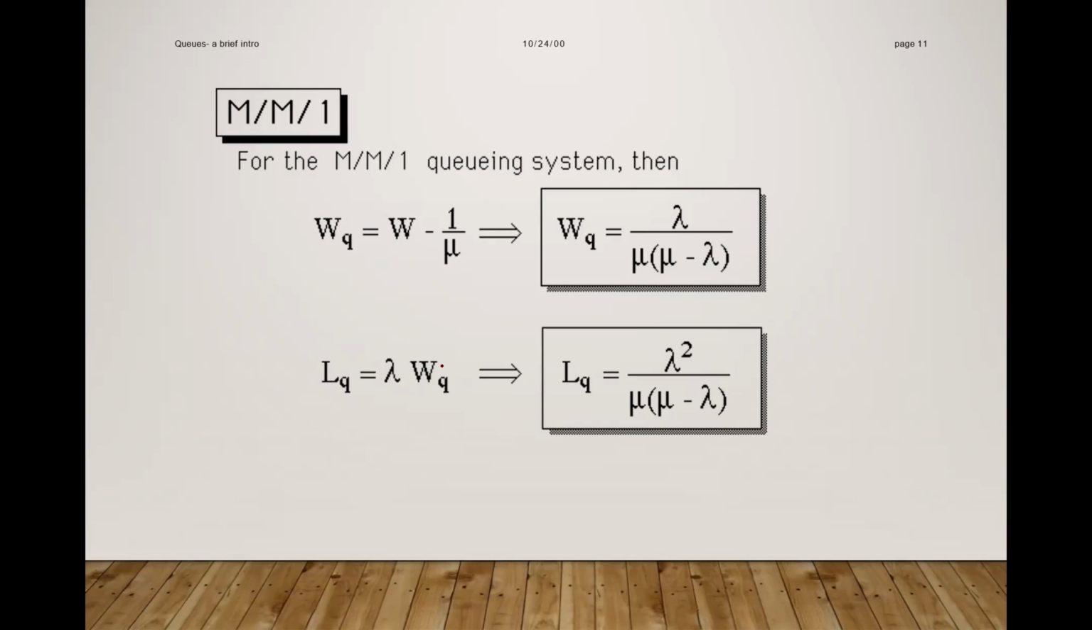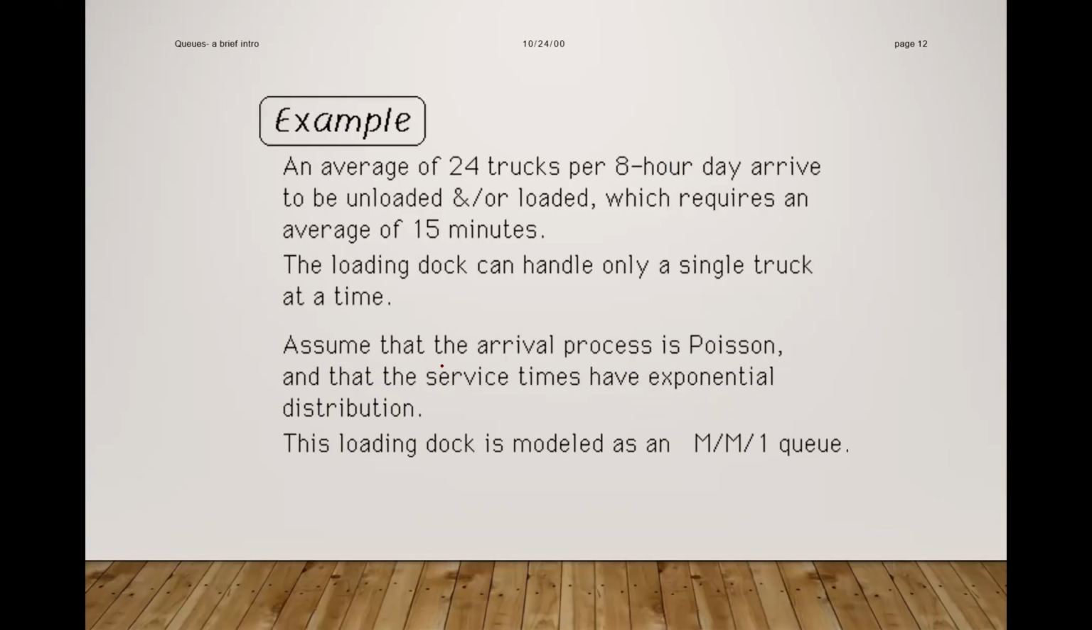So those are just formulas. It's very easy because you can automatically use these formulas, and they are just expressed in terms of the rates, the arrival rate and the service rate. Okay, so let's have an example.